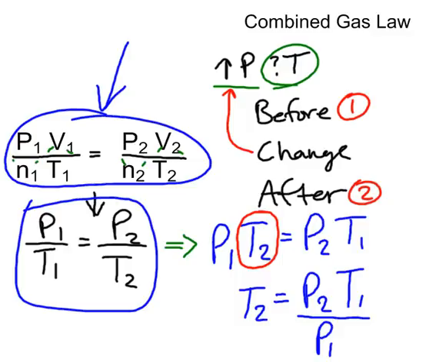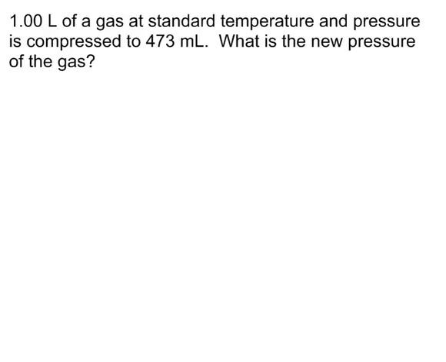Okay, so let's go ahead and take a look at an example problem. I have 1 liter of gas at standard temperature and pressure, and it is compressed to 437 milliliters. What is the new pressure of this gas? Before we get too far, I want to mention this guy right here: standard temperature and pressure.